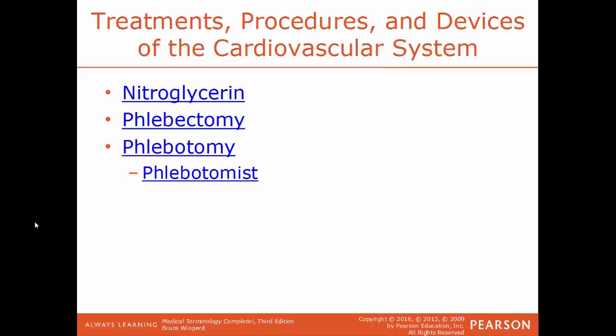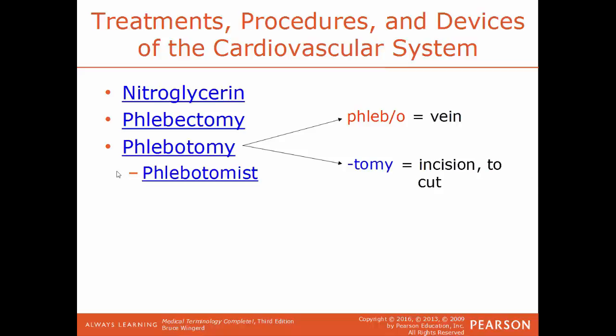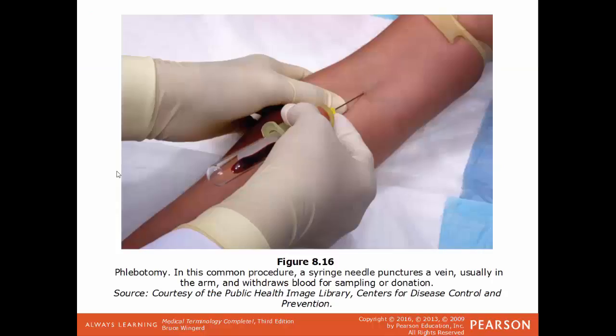Phlebotomy, this is the practice of drawing of blood from patients. So you are producing a surgical opening within a vein in order to withdraw blood. And a person that would perform this procedure would be a phlebotomist. So if we could break down this term here, phlebotomy. Phlebo means vein, and tomy, an incision or to cut, technically cutting into a vein in order to withdraw that blood. And this is how this would look. The person wearing the gloves and performing this procedure would be the phlebotomist.